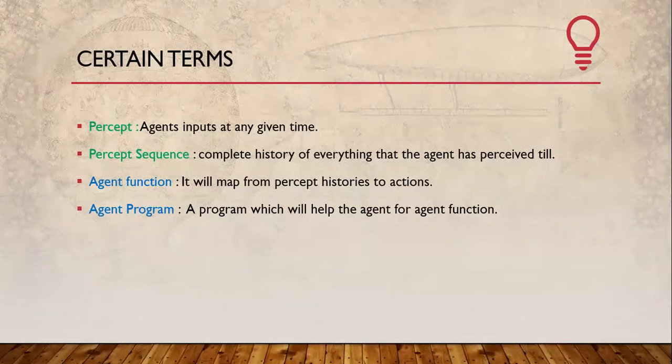Okay, so agent function is nothing but we can say maybe a function or a certain algorithm which is going to basically help to map the percepts to action. And then what is agent program? Okay, so an agent program, we can tell it that it is nothing but the subset of agent function, wherein the program is going to help the agent for the agent function.